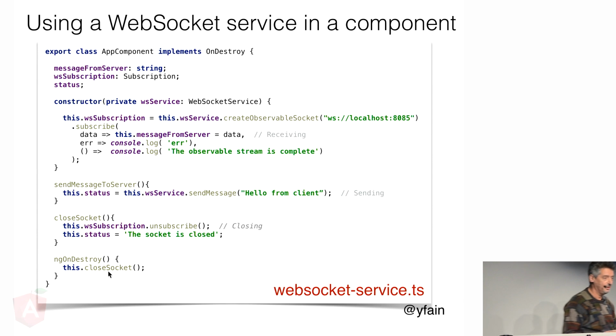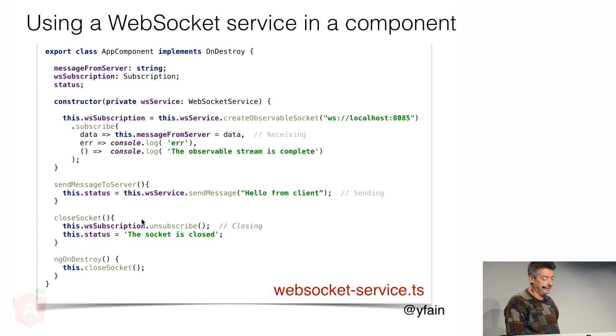Async pipe. If you use async pipe on the UI, you don't have to unsubscribe. You don't. So this code is wrong. I mean, it works, but it's not perfect. So if I use async pipe, I don't need ngOnDestroy. I don't need to implement onDestroy. I don't need to subscribe over here. I just need to invoke the function that returns me an observable. That's it. On the UI, I subscribe to that observable.